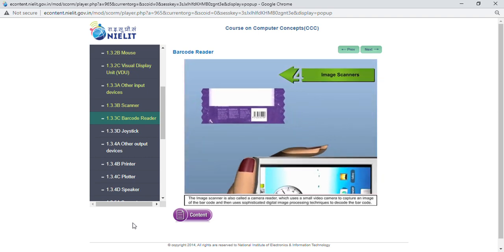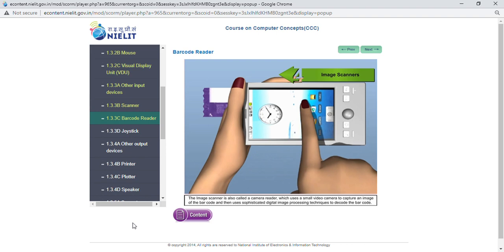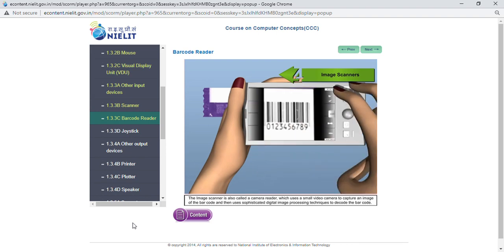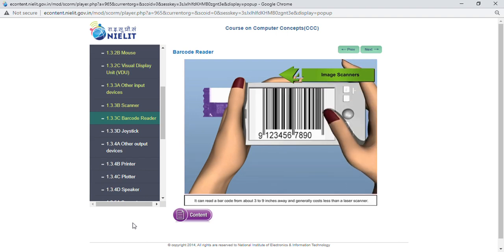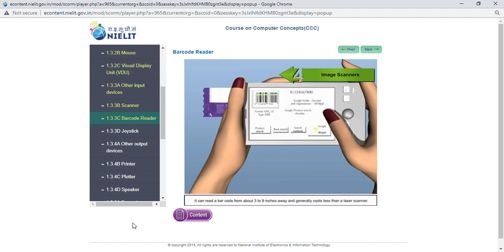Image scanner. The image scanner is also called a camera reader, which uses a small video camera to capture an image of the barcode and then uses sophisticated digital image processing techniques to decode the barcode. It can read a barcode from about 3 to 9 inches away and generally costs less than a laser scanner.